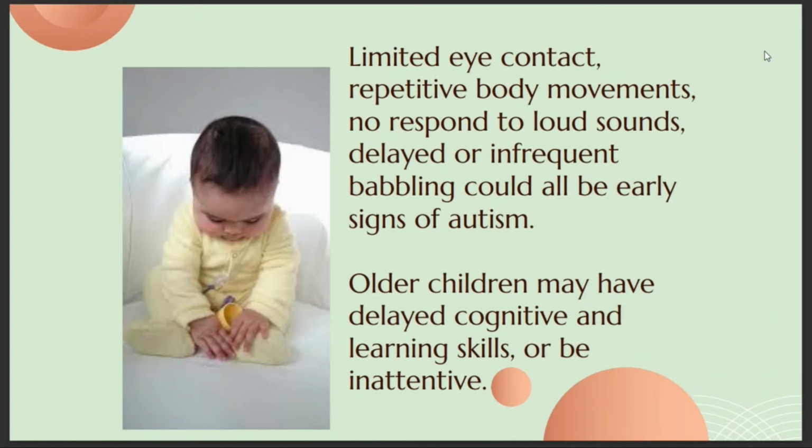Here is a child who has limited eye contact, repetitive body movement, does not respond to loud sounds, and has delayed, infrequent babbling. As they grow older, children have delayed cognitive and learning skills, or they are inattentive. Later on, I will describe the older children's manifestations, the signs.